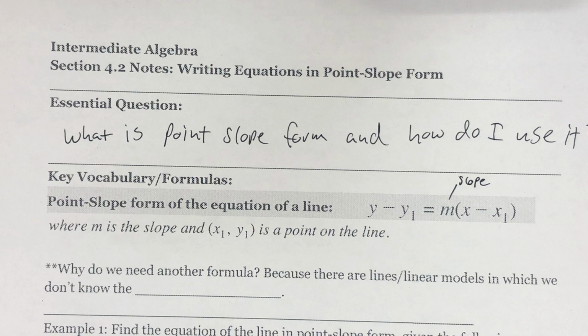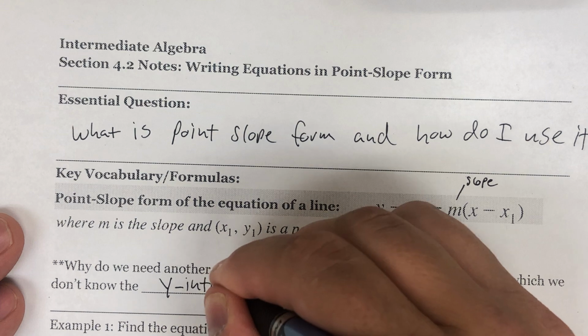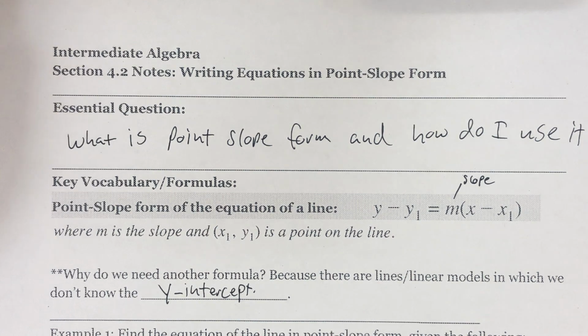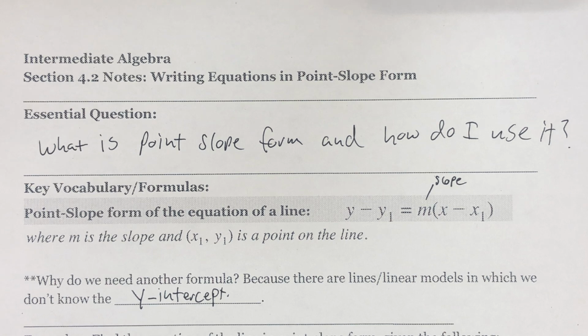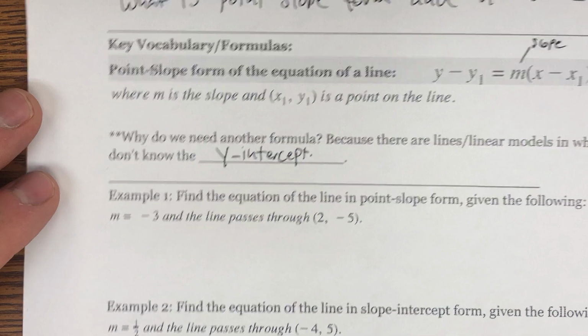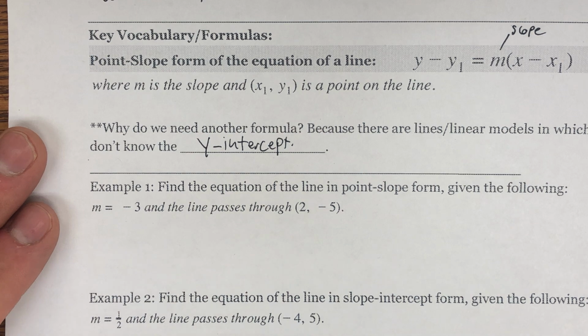So why do we need to use another formula besides slope-intercept form? Because oftentimes there are lines in linear models where we don't know the y-intercept. And this is the easiest way for us to also find the y-intercept. This form is much easier than plugging a point into slope-intercept form, solving for b, and starting over again. That's kind of a long way. This is much shorter. So the first thing we're going to do is write the equations in point-slope form, and then after that, we're going to use point-slope form to end in slope-intercept form.